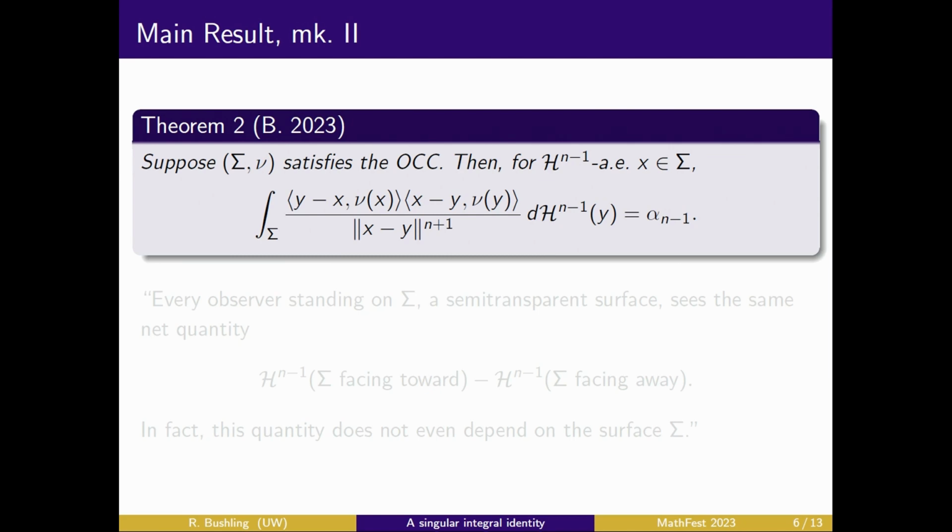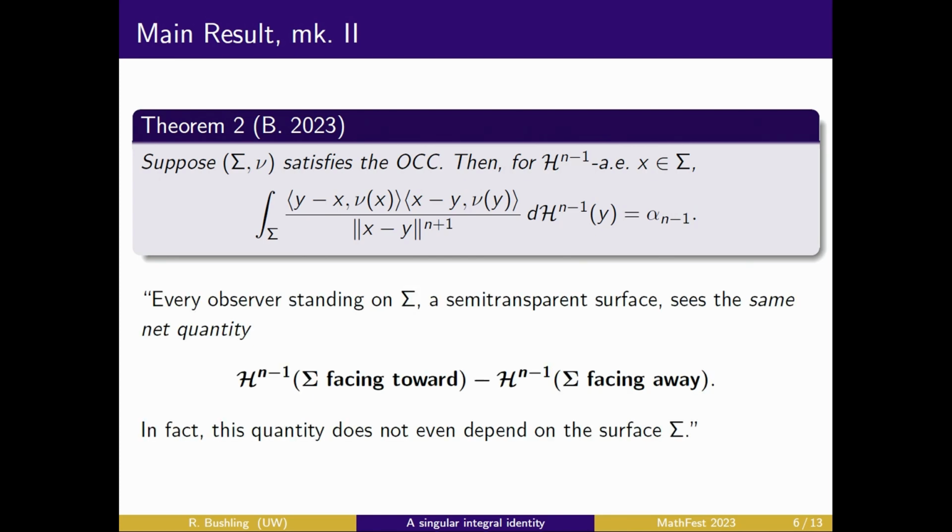All right, so with that definition, we can restate theorem 1 almost exactly, except I've replaced our set of finite perimeter with its outward unit normal vector field, just with this pair sigma nu satisfying the OCC. So if sigma nu satisfies the OCC, then at almost every point in sigma, we have the same identity as before, except I'm integrating over sigma, and instead of nu e, I just have nu. And so there's a geometric interpretation here.